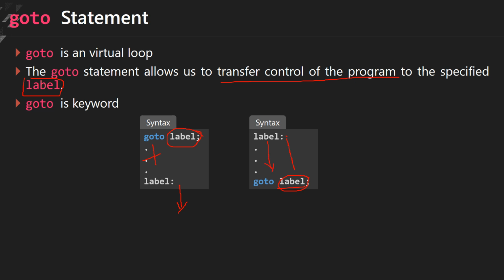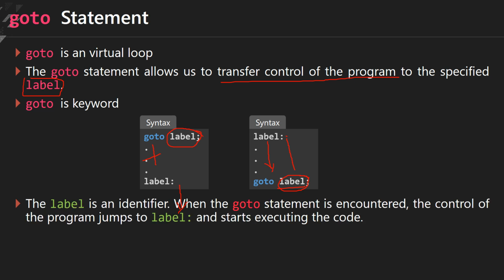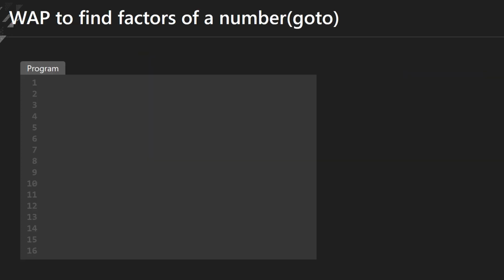Like that, you can virtually set labels, and whichever part you have to execute, you can skip a statement one after the other, or a bulk of statements, using the goto statement. Label 1 is an identifier. When the goto statement is encountered, the control of the program jumps to label 1. So it is automatically jumping and starts executing the code. Like that you can use the goto statement, and it can be demonstrated using one of the programs.